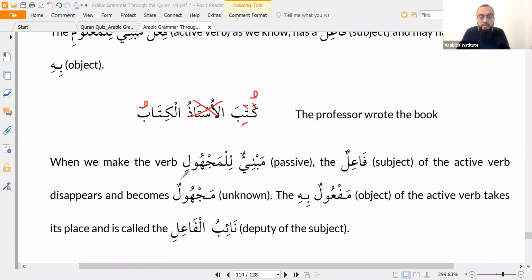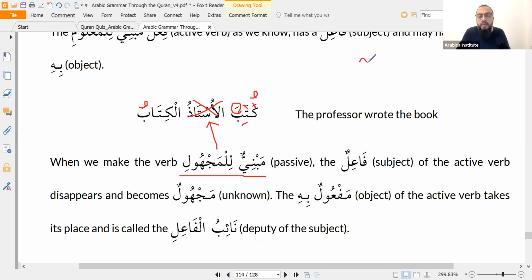In Arabic, they call it mabniyun lil majhuli. The reason why it's called mabni is just because it's fixed on the fatha. So they call it a mabni verb, which just means it's fixed on the ending, which is a fatha. And then lil majhul means this person is majhul. This verb is for the majhul. Majhul means someone who's unknown, about whom we have jahl.